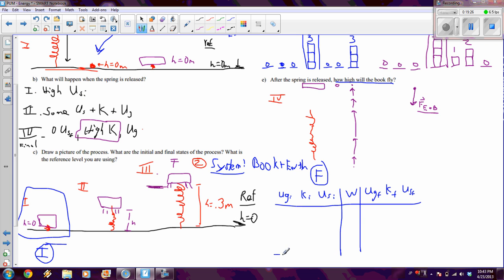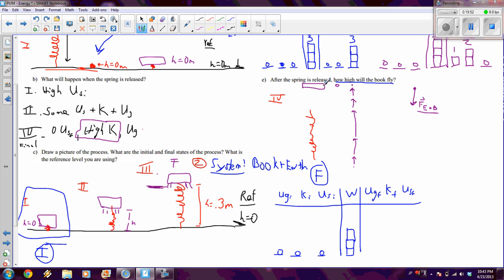So we have that there is no potential energy because it's on the ground. We have no kinetic energy because it's not moving. We have no elastic potential energy because it's just a book. We're going to have some work that this spring does to our book, same as before. And then what about our final stage here?